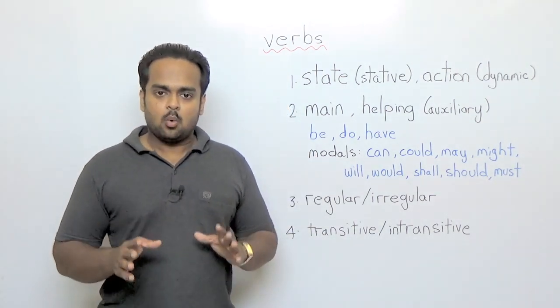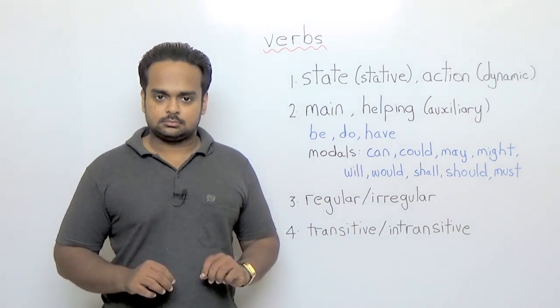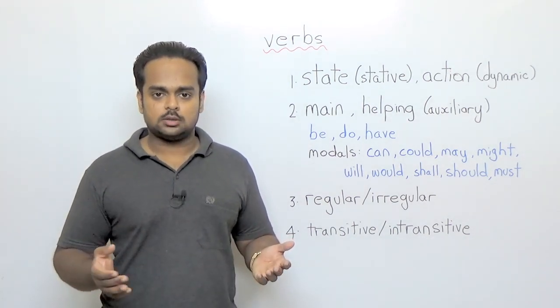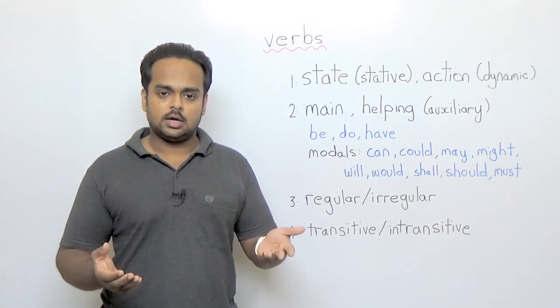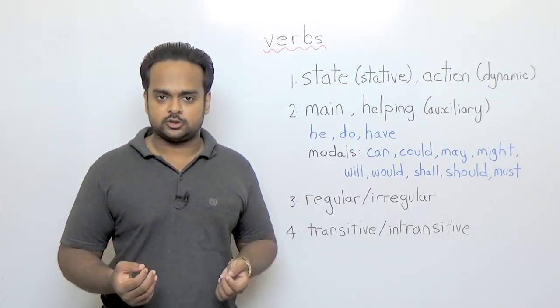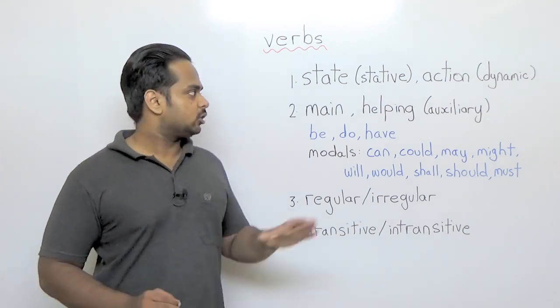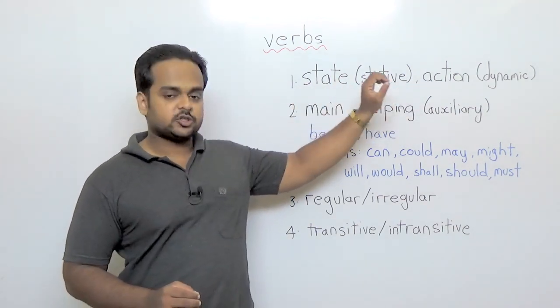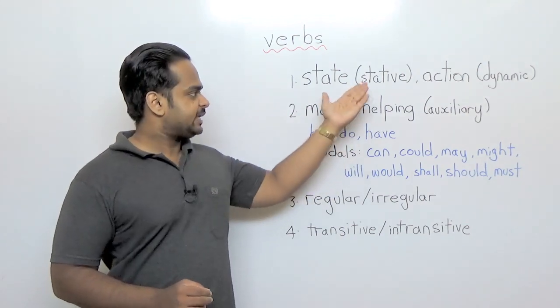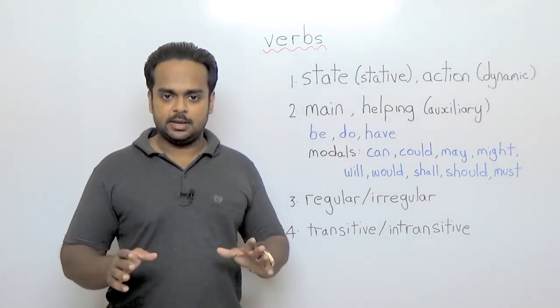Okay, so first of all, what is a verb? Well, a verb is just a word that shows an action or a state. State means a situation. And actually, those are the two types of verbs. We call them state verbs and action verbs. Sometimes they're called stative and dynamic verbs, but the meaning is the same.